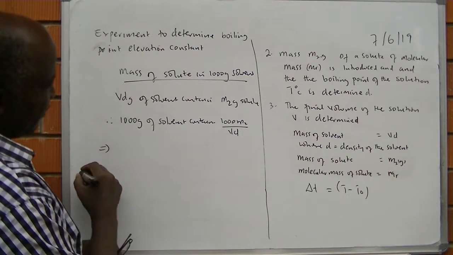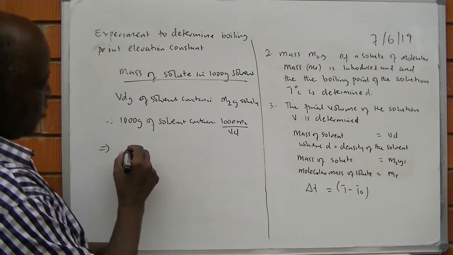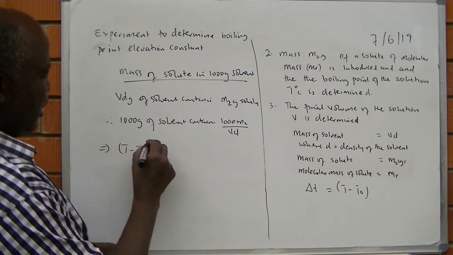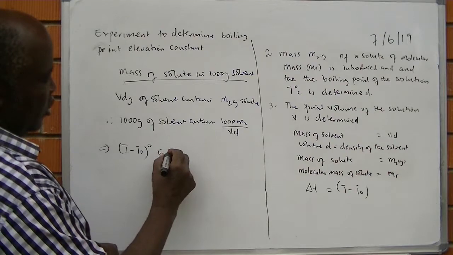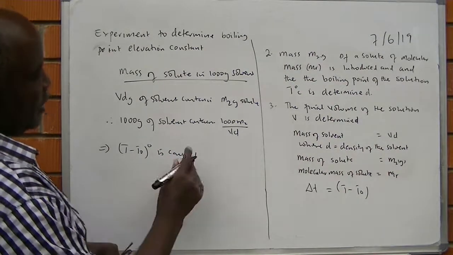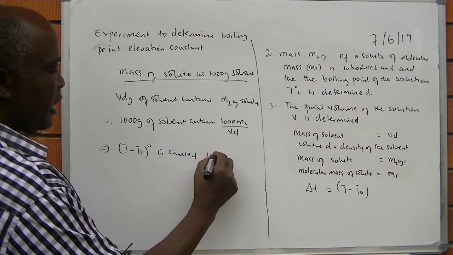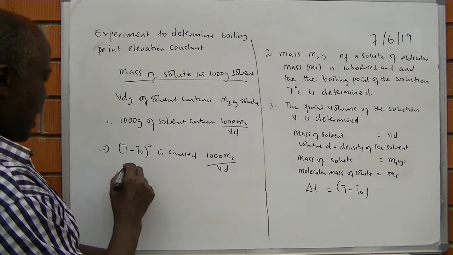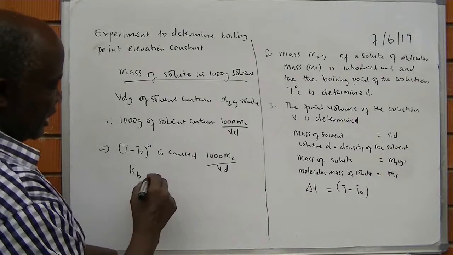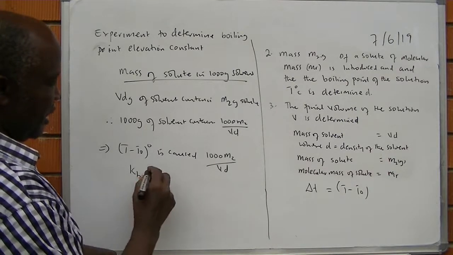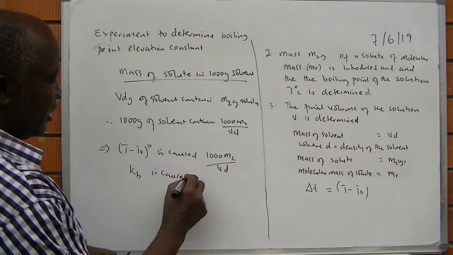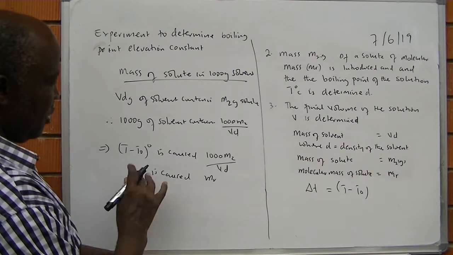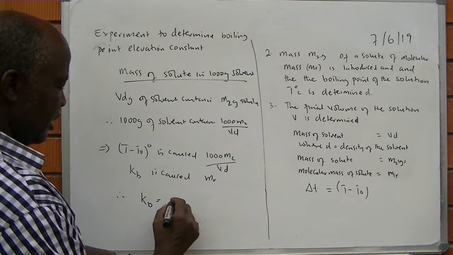It implies that T minus T0 degrees Celsius is caused by 1,000 M2 over Vd, and Kb, which is the boiling point constant, is caused by Mr. Therefore, Kb will be equal to this times this over this.